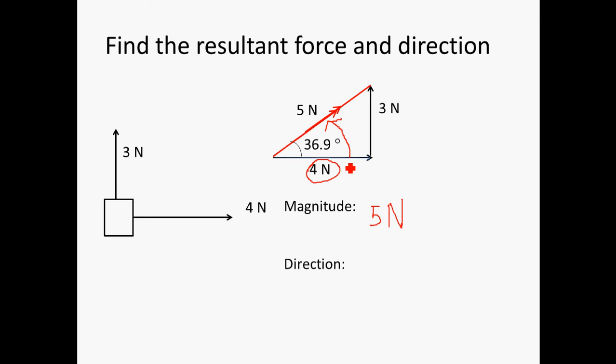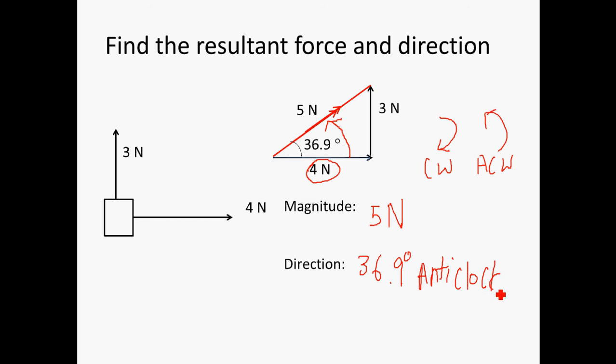So this directional rotation is clockwise or anti-clockwise? Anti-clockwise, alright, because clockwise will be like that, and anti-clockwise will be like that. So obviously this is an anti-clockwise rotation from the 4 Newton force, so the direction will be 36.9 degrees anti-clockwise from 4 Newton. And this will be how you define the direction.